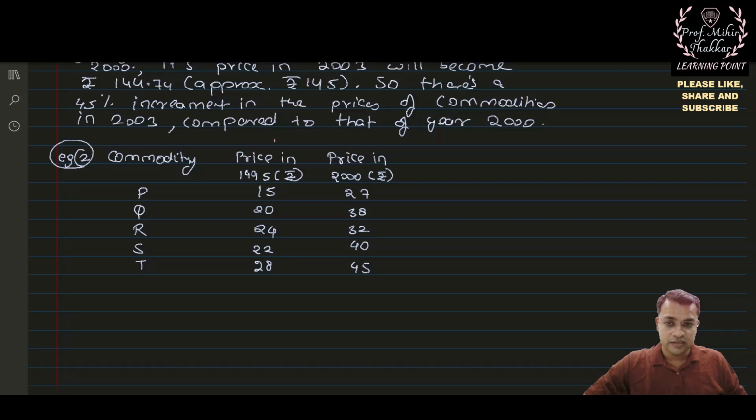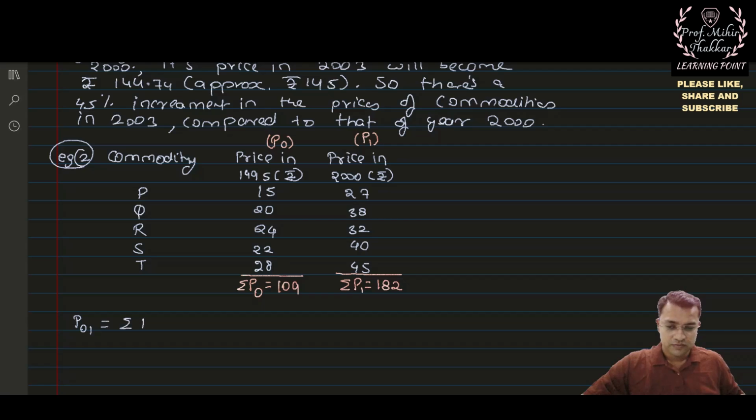So I consider this as your required P0 value, and the price of 2000, that becomes your P1 value. So in this case, when you add all these values of the P0 column, you will get summation P0, and when you add all the values of the P1 column, you will get the value of summation of P1. So if I add P0 values, the summation P0 comes out to be 109, and similarly the summation of P1 value over here comes out to be 182.